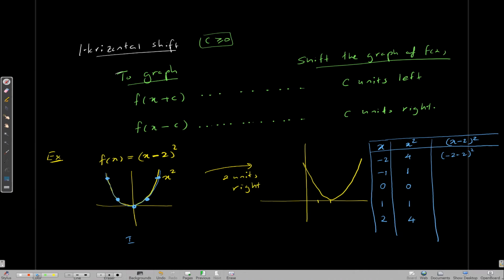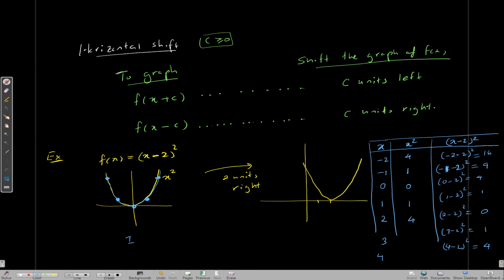So this is 16, and here, minus 1 minus 2 squared, that is negative 3 squared, 9. And 0 minus 2 squared, that is going to be 4, and 1 minus 2 squared, that's going to be negative 1 squared, 1. And here 2 minus 2 squared, that's going to be 0 squared, which is 0. Let me take more numbers. So 3 minus 2 squared, which is 1, and 4 minus 2 squared, which is 4.